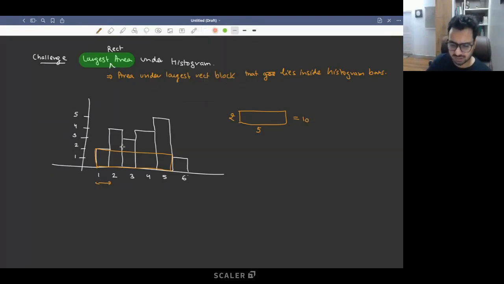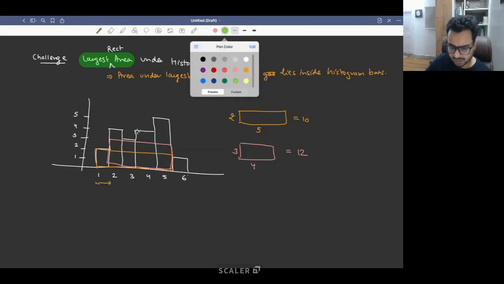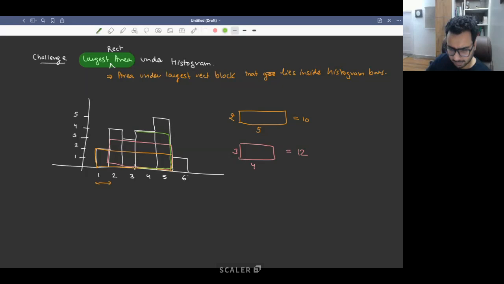There can be many bars. So maybe I might have this as the bar. How much is the area in this case? The pink one has less width. It has a height of 3 and a base of 1, 2, 3, 4. In this case, it is 12 units. Maybe I can have some other area. Let me take this. In this case, the green bar is of height 4 and base 2, so it is 8.